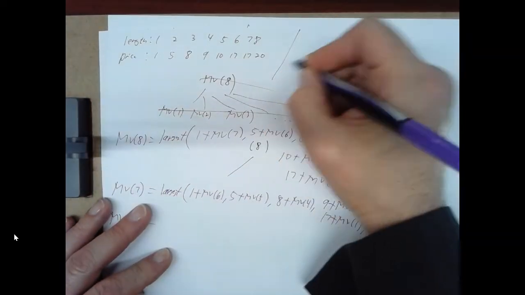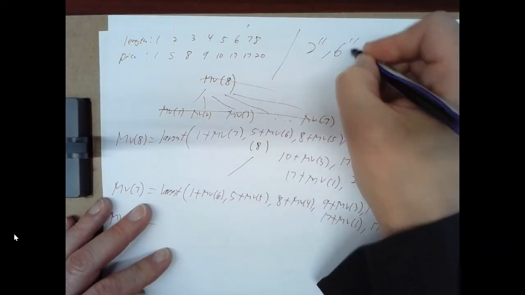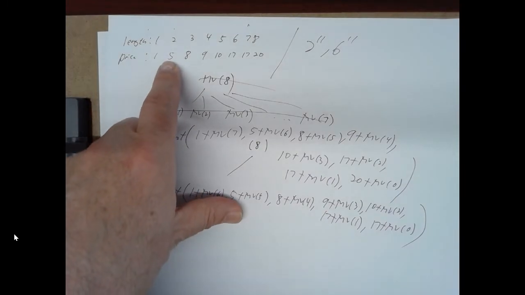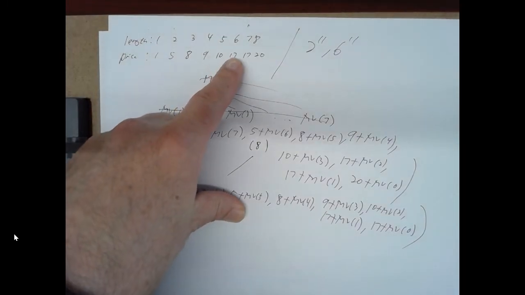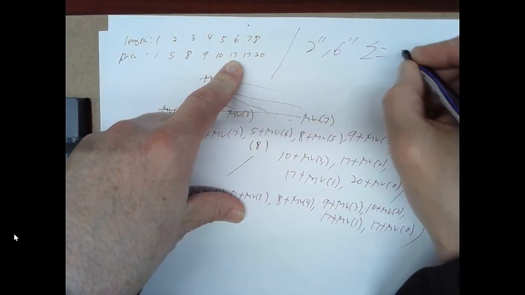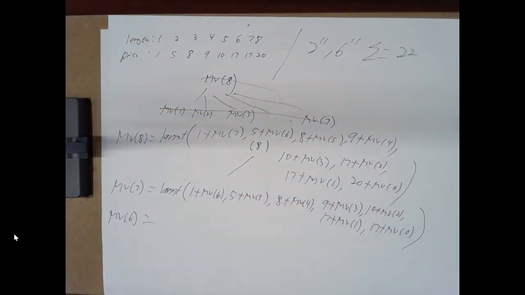So if you do all of this, your maximum value is going to be 2 inches and 6 inches. That's a $5 cut and a $17 cut. That's $22. That's your maximum value.